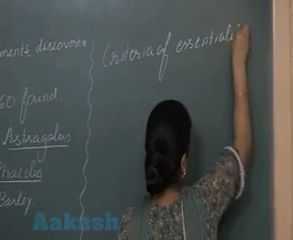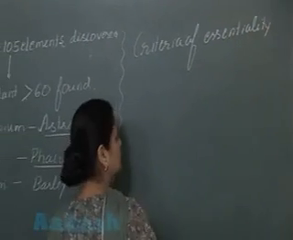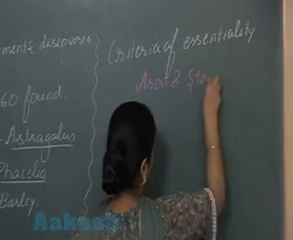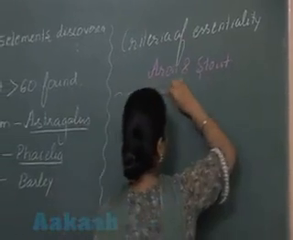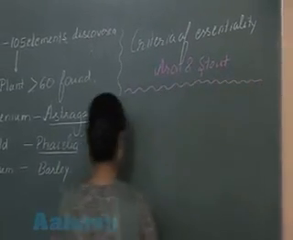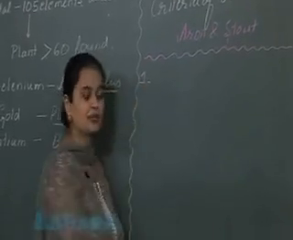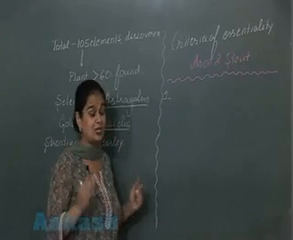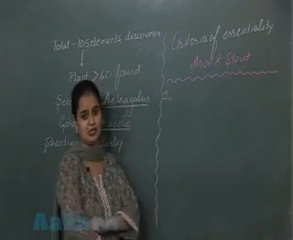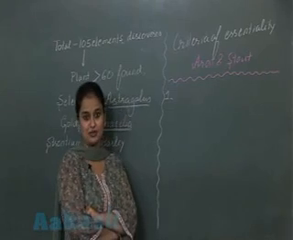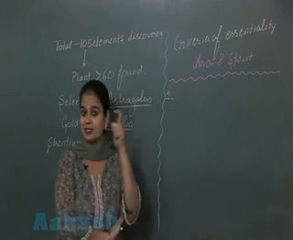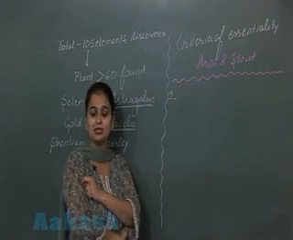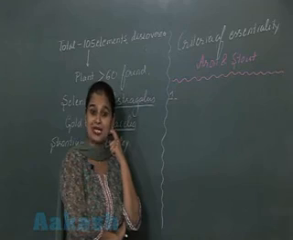The criteria of essentiality was given by two scientists, that is Arnon and Stout. Now the first one I will be dealing with here. The element must be essential. The element must be absolutely necessary for the growth and development of plant. It means in the absence of the element, plant is not able to complete its life cycle, or plants are not able to set their seeds.